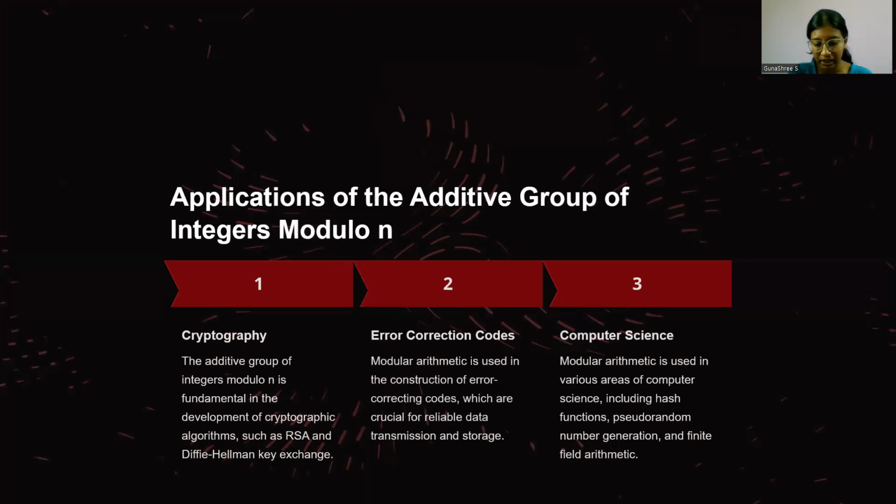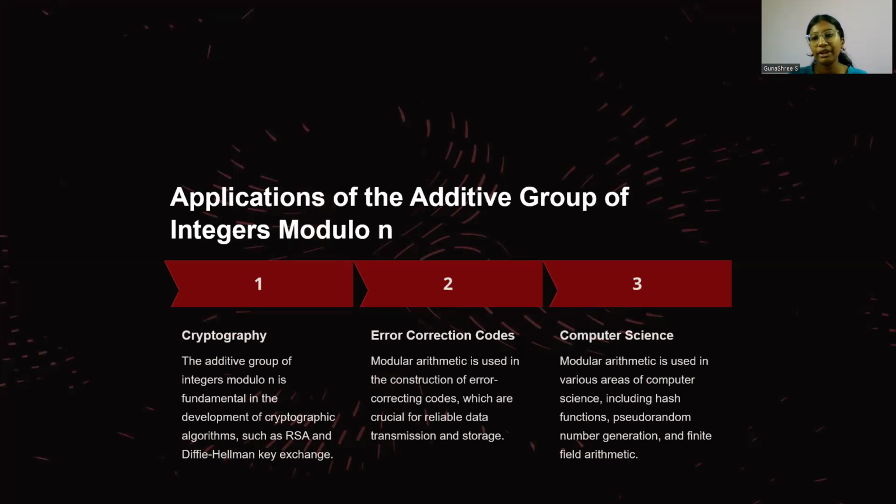Second thing is error correction codes. Here it is used in the construction of error correction codes, which are crucial for reliable data transmission and storage. Third, in the field of computer science, modular arithmetic is used in various areas, including hash functions, pseudo random number generation, and finite field arithmetic. It is also used in number theory to study the properties of integers like primality, divisibility, and congruences.